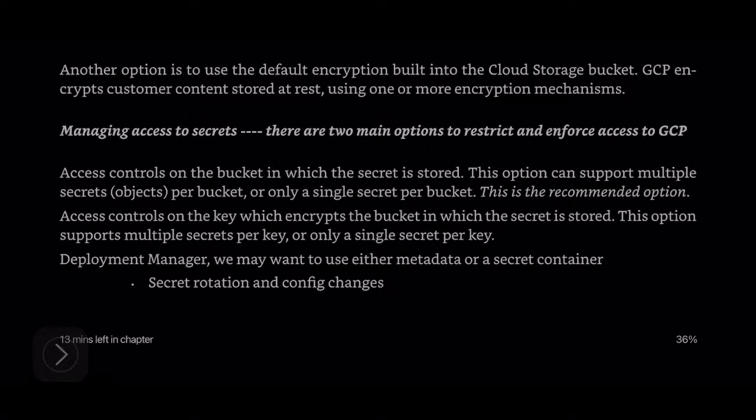Managing access to secrets. There are 2 main options to restrict and enforce access to GCP access controls on the bucket in which the secret is stored. This option can support multiple secrets objects per bucket, or only a single secret per bucket. This is the recommended option. Access controls on the key which encrypts the bucket in which the secret is stored. This option supports multiple secrets per key, or only a single secret per key.